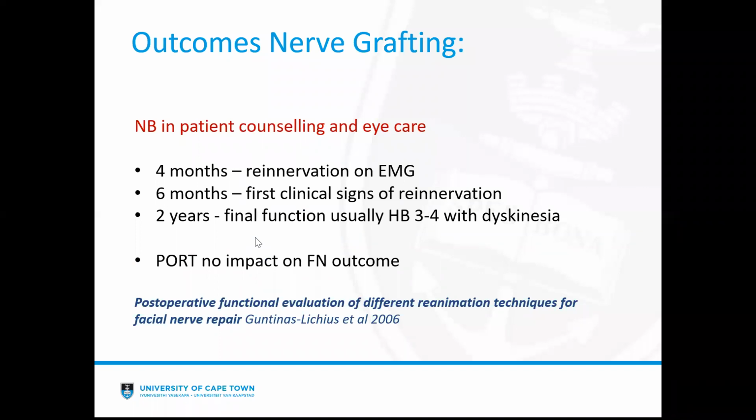If we look at the outcomes of facial nerve grafting, we see how important eye care, patient counseling, and the appropriate management of patient expectations are. EMG signs of reinnervation only started around 4.5 months. The first clinical signs of movement typically only start occurring around 6 months. And usually only after 2 years is final permanent function reached, the majority only achieving a House-Brackmann grade 3 or 4 function with varying degrees of synkinesis and dyskinesia.